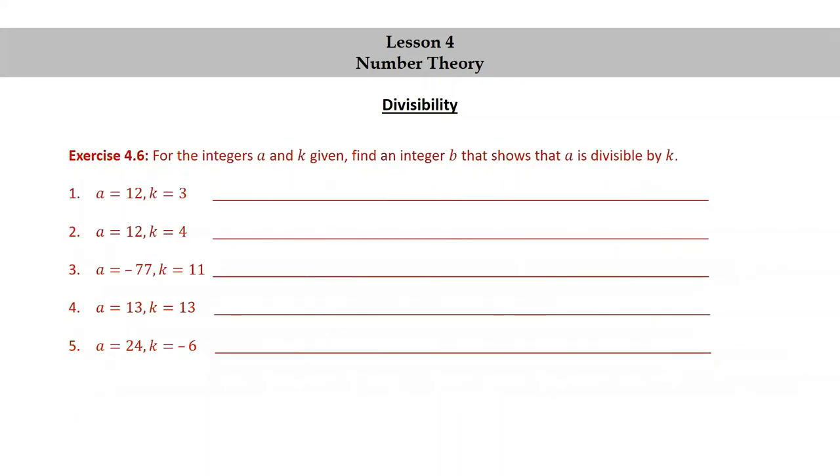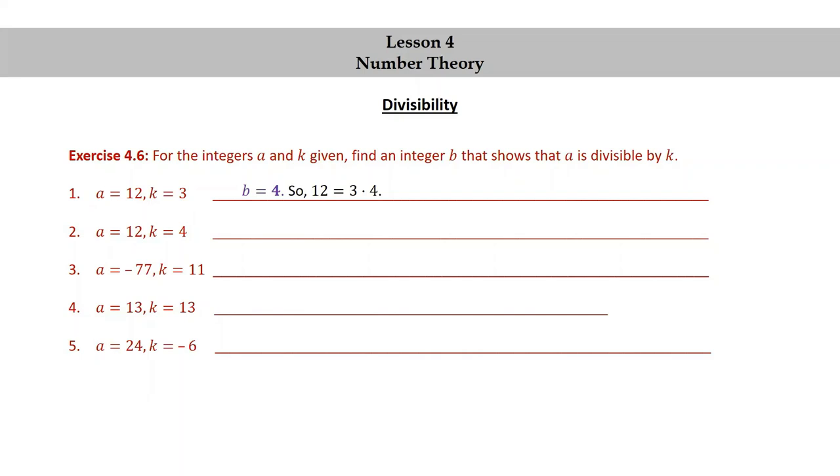Let's try another exercise. For the integers a and k given, find an integer b that shows that a is divisible by k. Now's a good time to pause the video, try this exercise on your own, and then resume the video to check your answers against mine. a equals 12, k equals 3. Here b is equal to 4. So 12 is equal to 3 times 4.